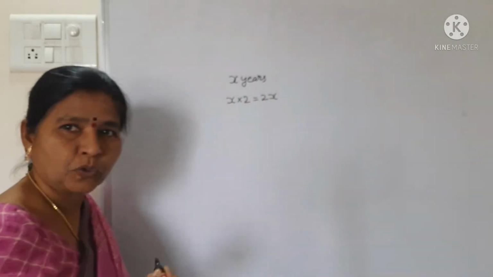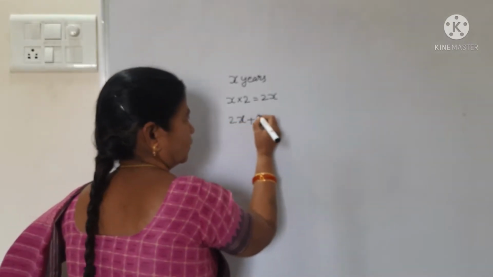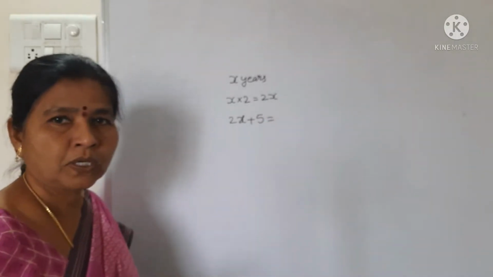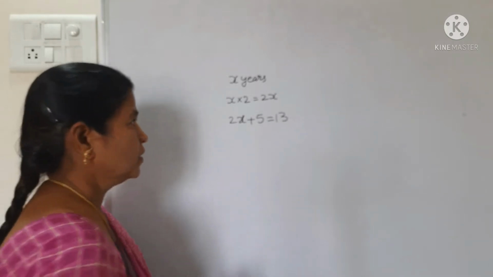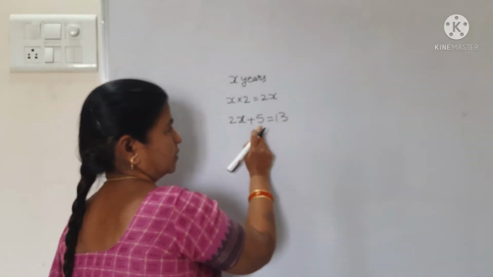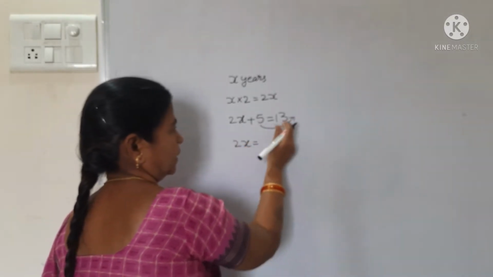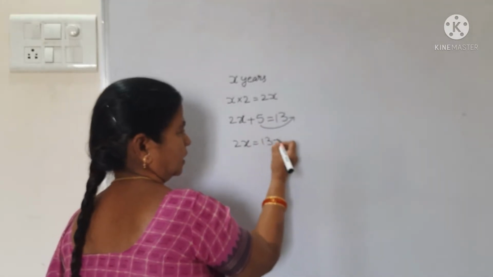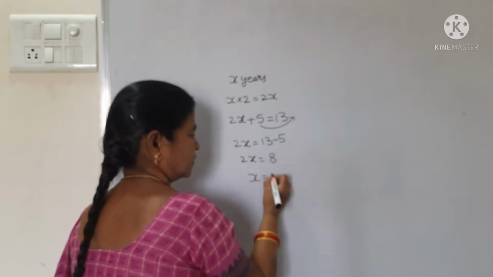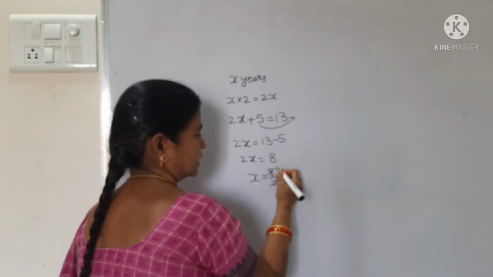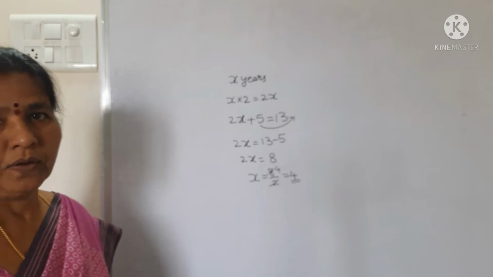And again I asked him to add 5. So for 2x he added 5. Then the number he got was 13. So what we have to do is subtract from the result. 13 minus 5 is equal to 8. And x is equal to 8 divided by 2, and by cancellation we get 4 years. So like this we can solve the problem.